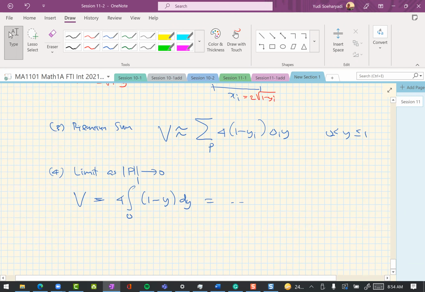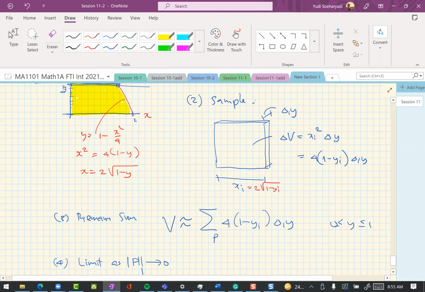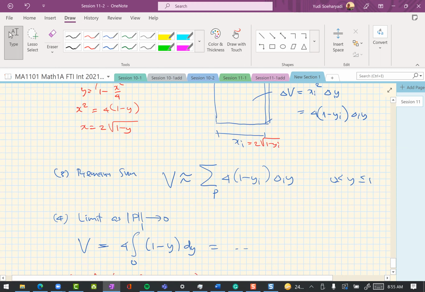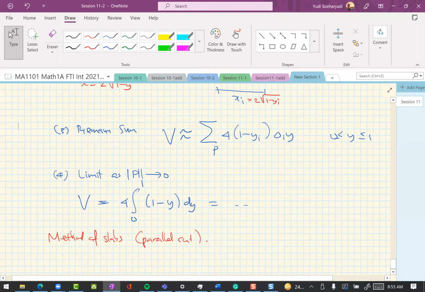Okay, this is the method of slabs. Well, parallel slabs or something. All right, so you don't have to worry about the names, okay? But always go back to the steps. Partition, take a sample, compute for one sample, sum it up, and take the limit. Always.